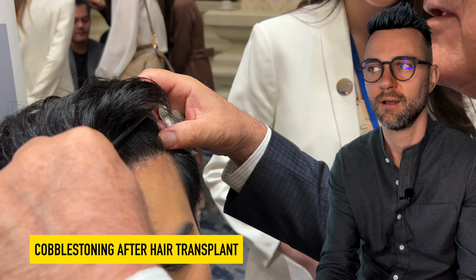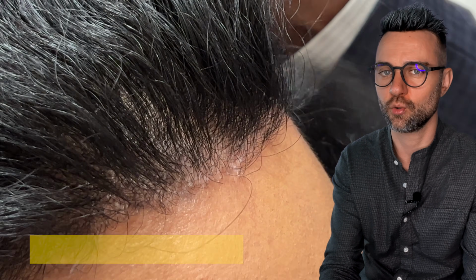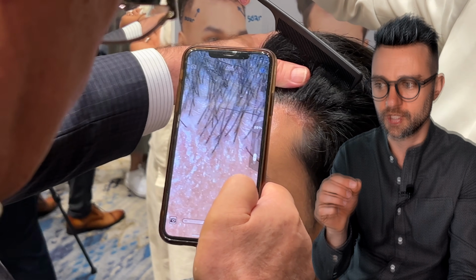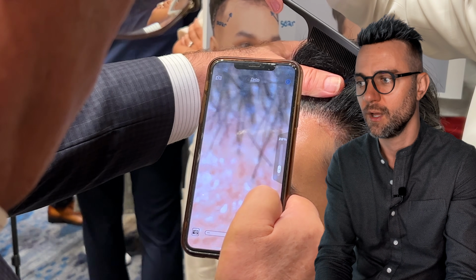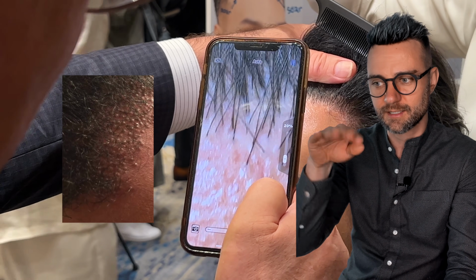One quite popular problem after hair transplant is cobblestoning. These are the bumps and thickening of the skin that sometimes occur after a hair transplant. You know, like bumpy spots. And if you shave your head bald, your scalp will look like cobblestone with like blisters.